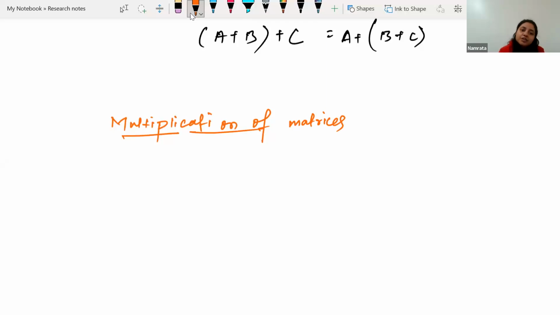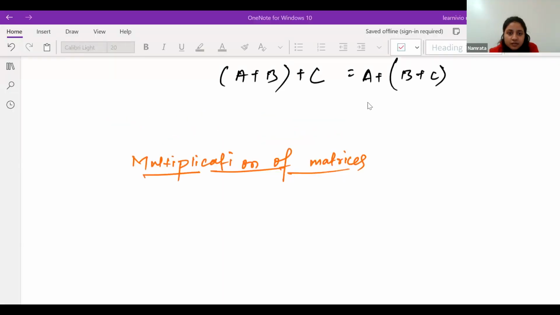Now let me know, everyone knows how to do the multiplication of matrices, like row to column, row to column. You know that, right? Anyone who doesn't know how to do the multiplication or just gets confused while doing the multiplication? It's row into column, row to column.